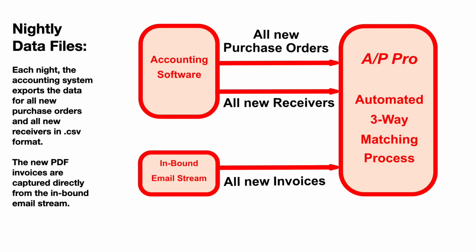AP Pro gets its data directly from the current accounting software with no user intervention required. Each night, the accounting system exports the data for all new purchase orders and all new receivers in CSV format. The new PDF vendor invoices are captured directly from the inbound email stream. Once AP Pro has its data, it can begin its three-way matching process.